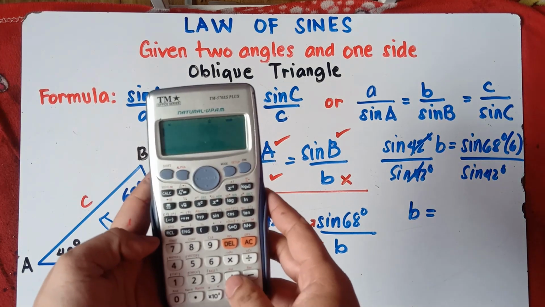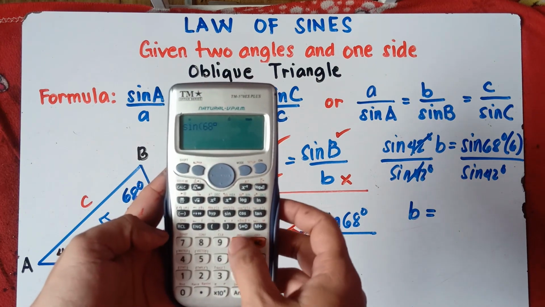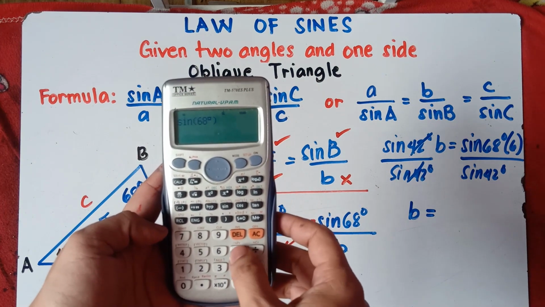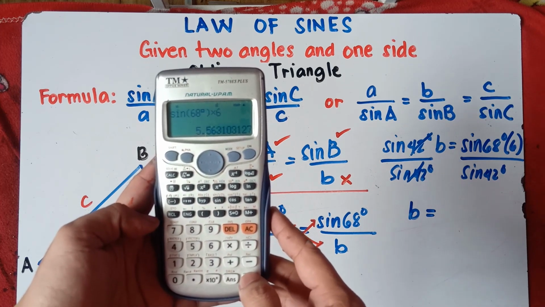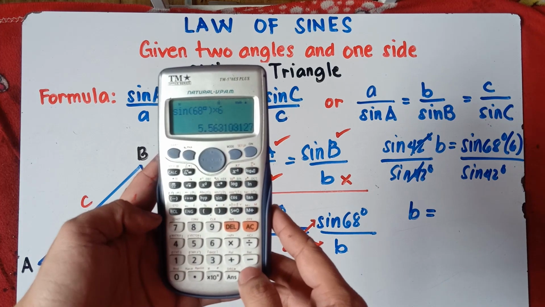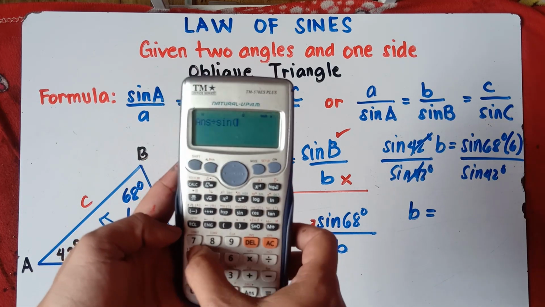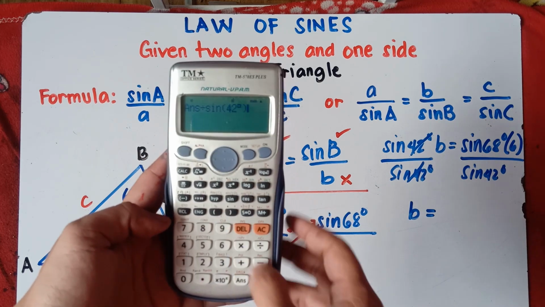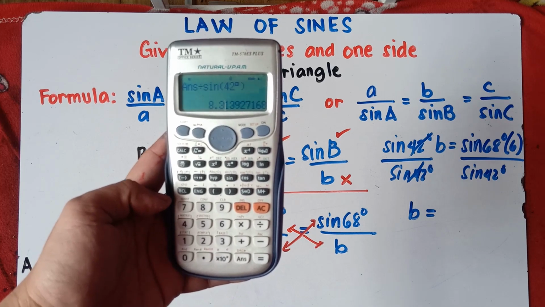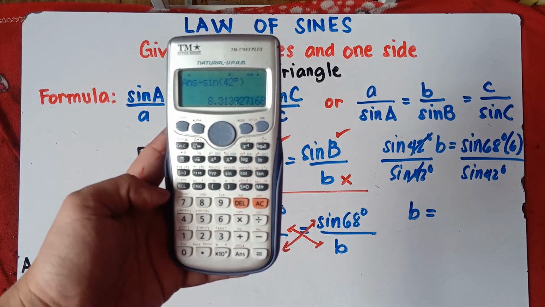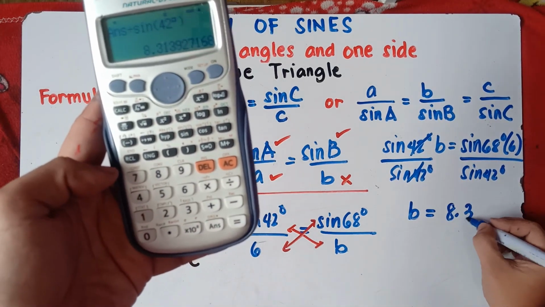So I hope it's clear for you. Let's have sine 68 degrees, close parenthesis, times 6, then equals. You will have 5.5631. Let's divide this by sine 42 degrees, close parenthesis, equals. So our answer is 8.313.